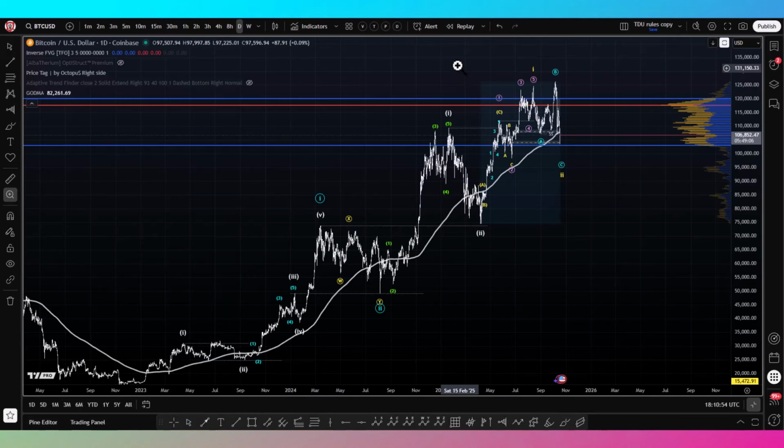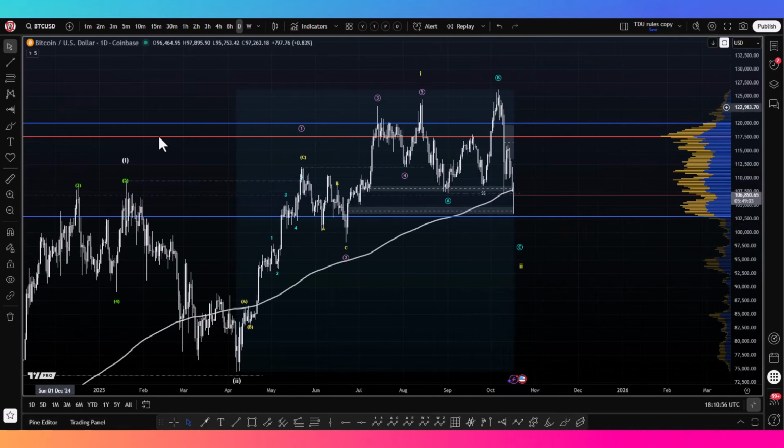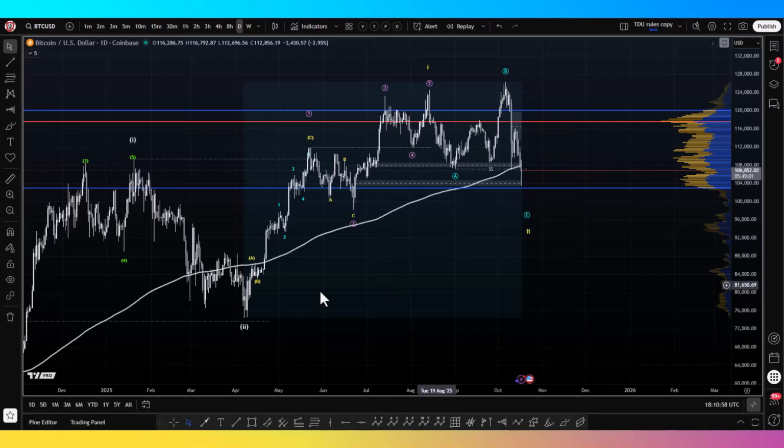All right, let's go in over here. Bring this up. I put the God MA on there, which is always just kind of a good reference point. Yes, we broke underneath it before. Right? We're underneath it, trying to recover here.